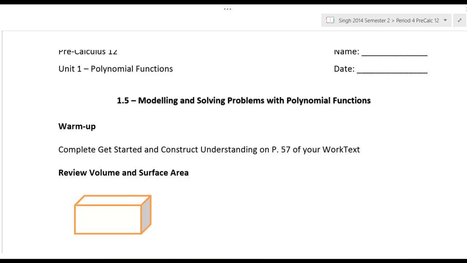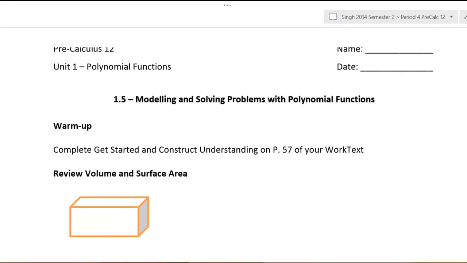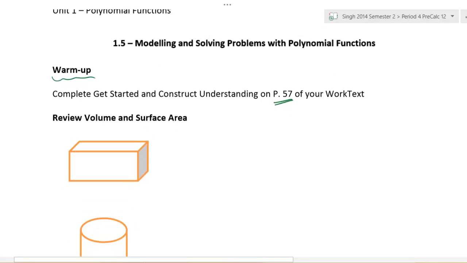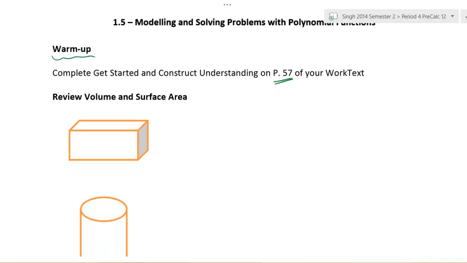So before we do that, a couple of things that I need you to do. I need you to go into your work text on page 57 and try the check your understanding and get started warm up. So do that first. You can pause the video right now, go ahead and try that, come back here, and then we'll continue on from there. So make sure you do that first and then continue on with this video.